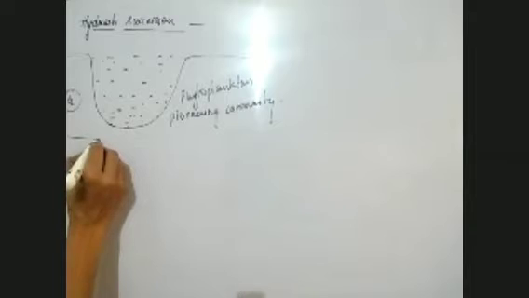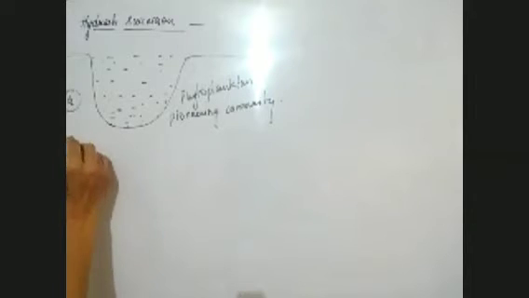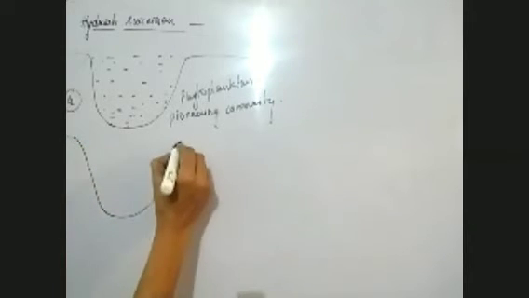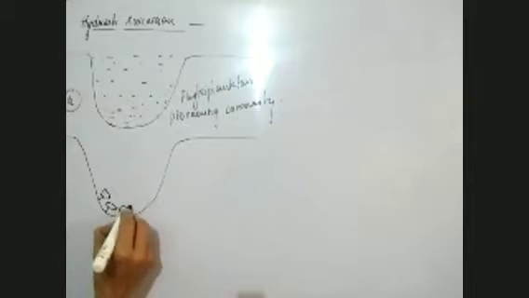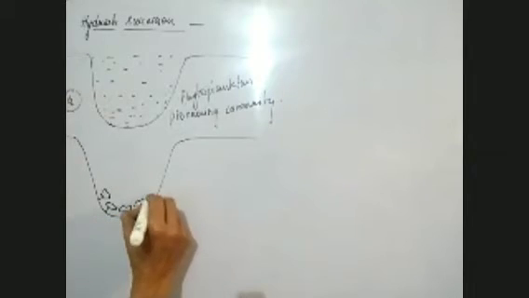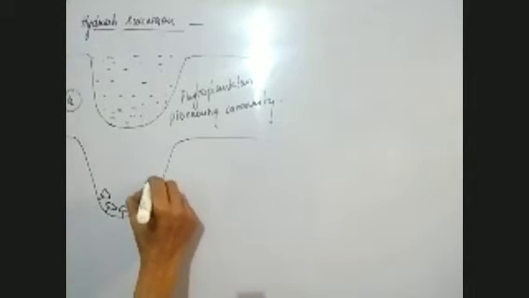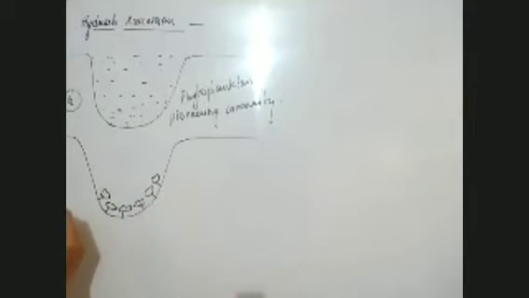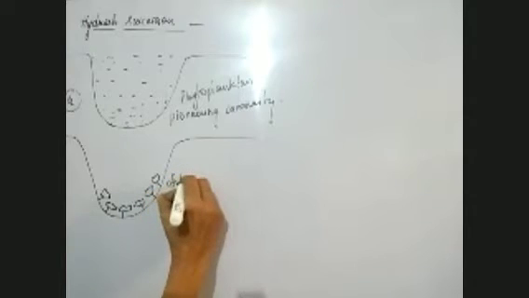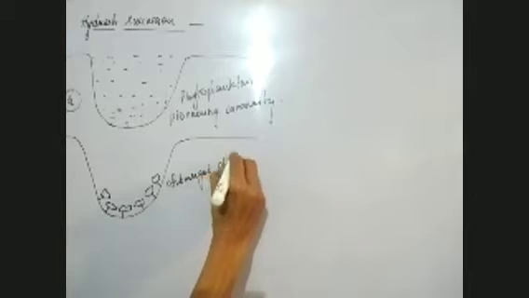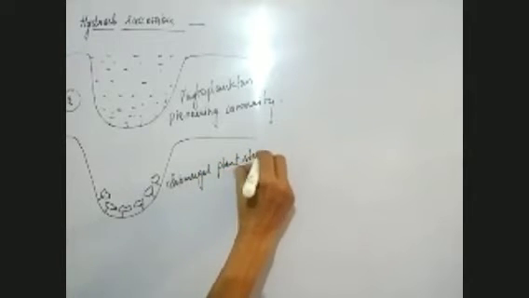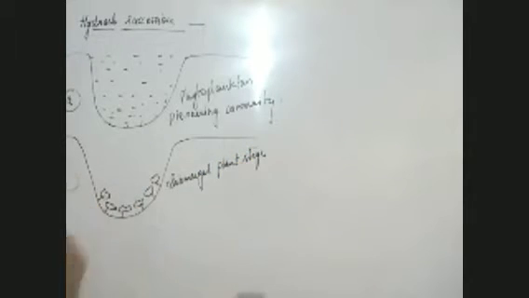In the B, it's shown like this. Again, the water body, but this time along with phytoplanktons, we find some submerged plants. These are submerged plants which are seen in the water body. So this is the submerged plant stage. This is B, the second stage.